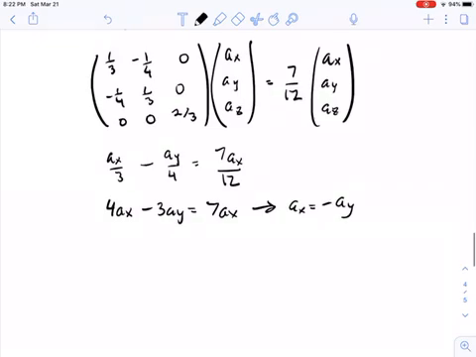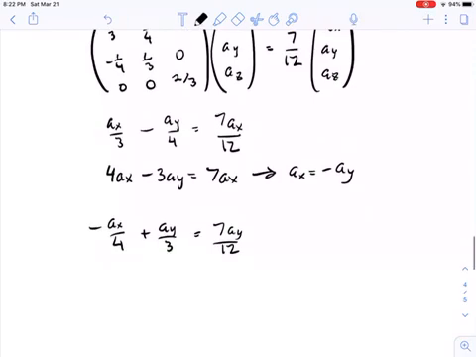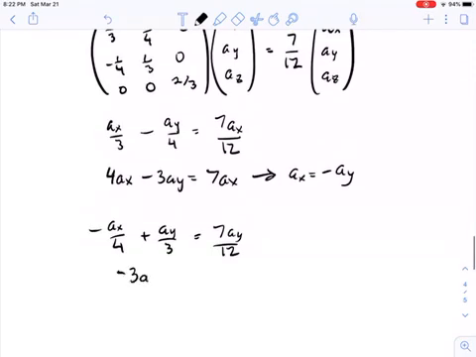All right, the second equation is minus AX over 4 plus AY over 3 is equal to 7AY over 12. Multiplying by 12, minus 3AX plus 4AY is equal to 7AY. Subtract off the 4AY and we get the same results.